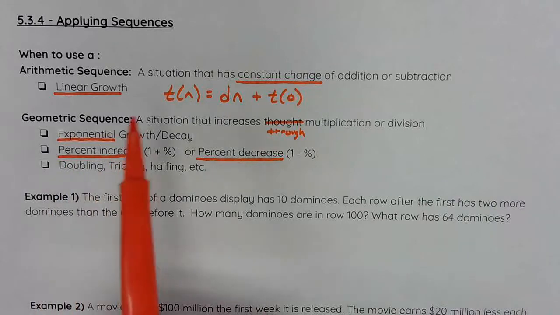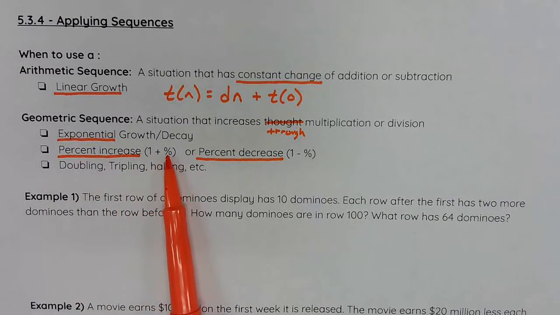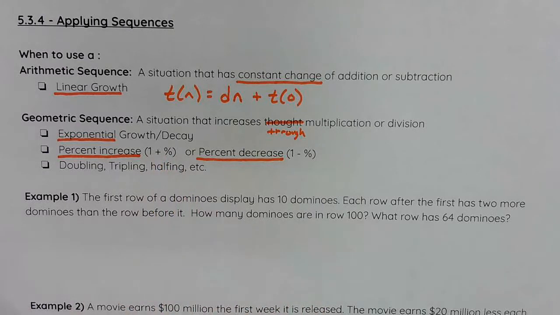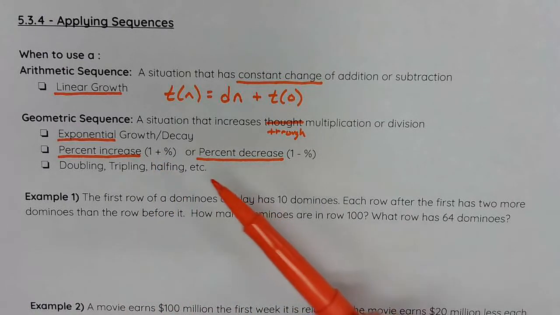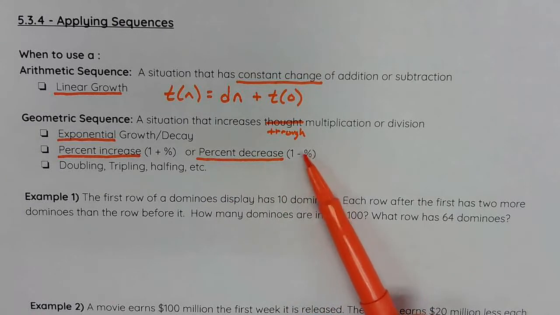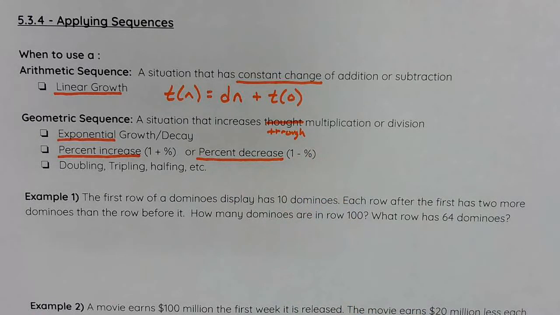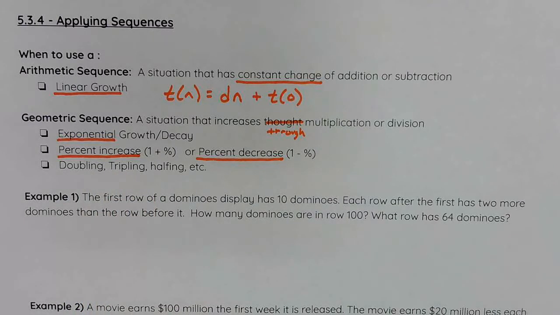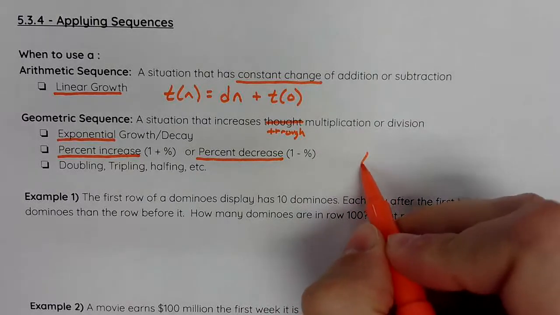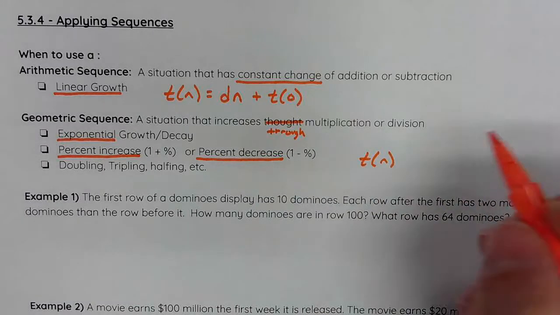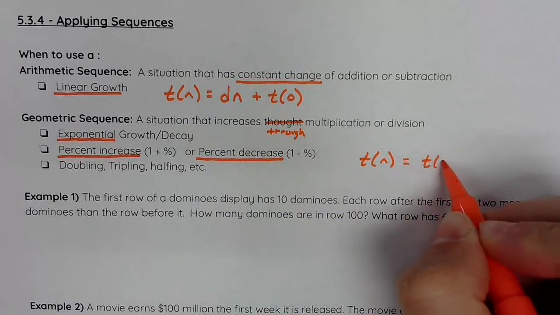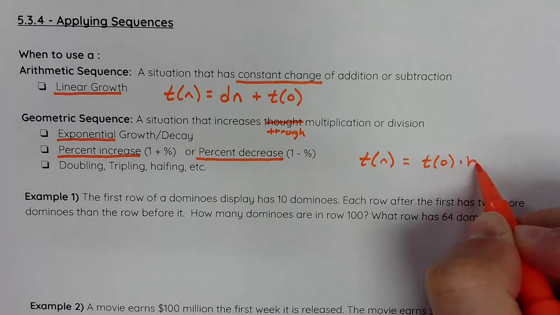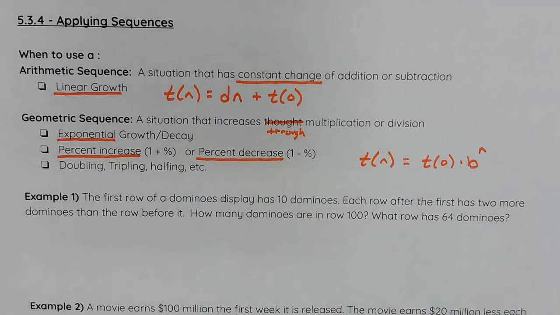To find a percent increase, we take 1 plus the percentage. That's going to give us our multiplier. We'll discuss that when we get to a problem like that. For a decrease, we subtract the percentage from 1. Other keywords, doubling, tripling, and halving, are key indicators that we have an exponential problem or a geometric sequence. Our explicit for geometric is term 0 times our multiplier b, or common ratio, to the power of n.